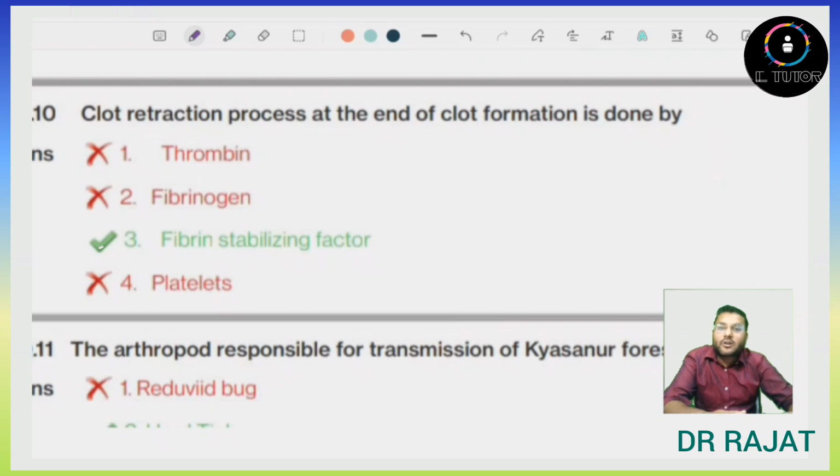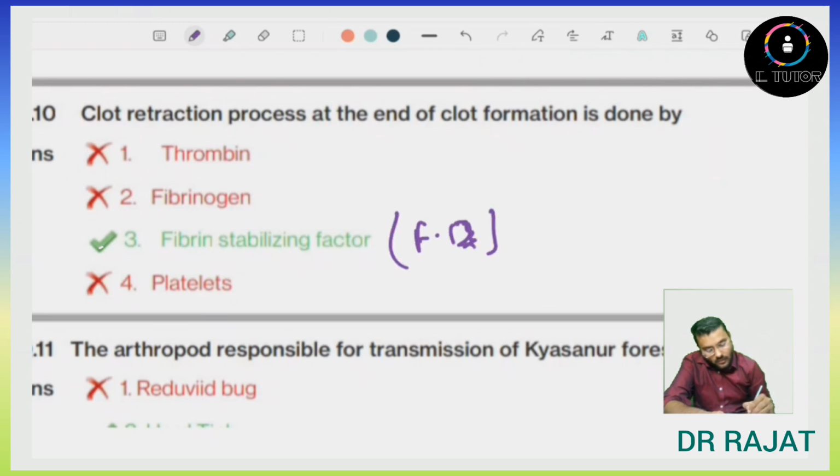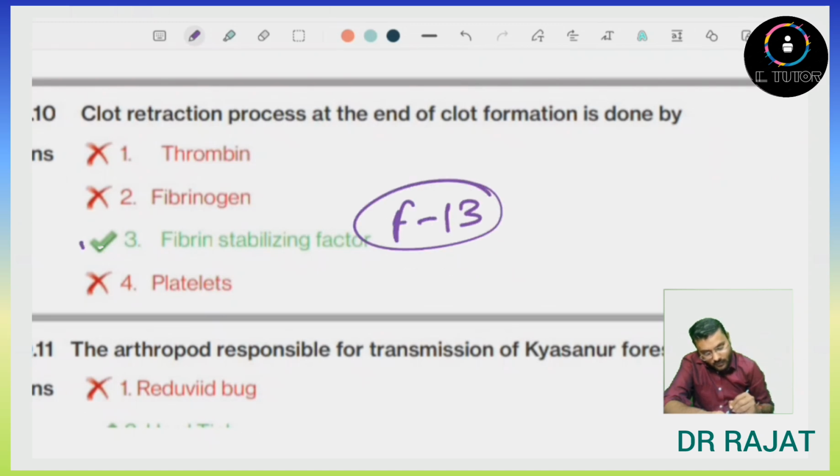Next question is, clot retraction process at the end of clot formation is done by. So we know that this clot retraction process is done by factor number 13, which is a fibrin stabilizing factor. So answer is option number 3.